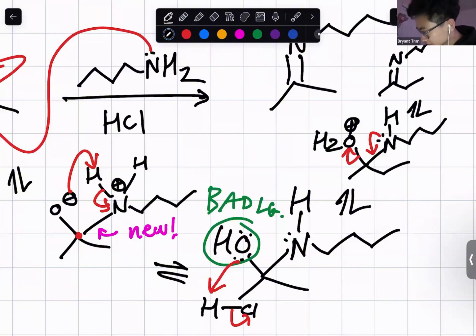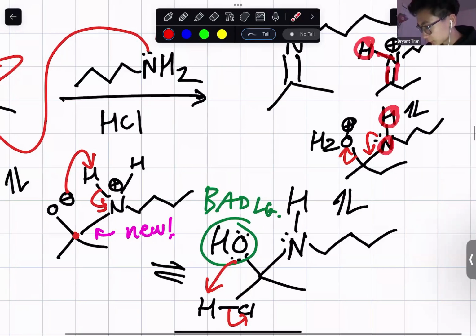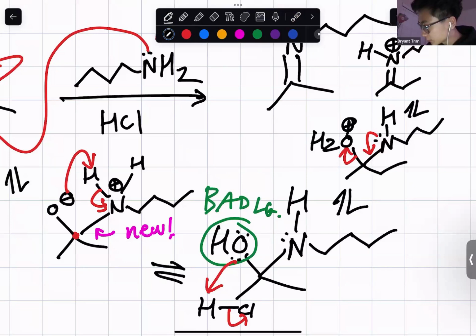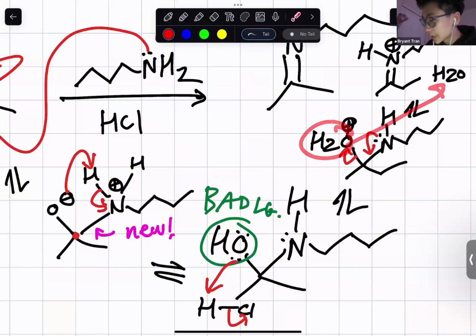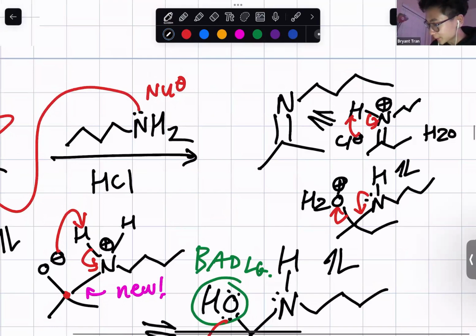iminium ion. The nitrogen there is still attached to a hydrogen, right? This nitrogen here is still attached to a hydrogen, which is right there, which is why it's positively charged. And because this is a mechanism problem, I'm going to draw out the side product, H2O, the H2O that left. The last part here is to neutralize the positively charged nitrogen with the base, Cl minus, to grab that hydrogen. The bond between the hydrogen and nitrogen goes there to give us this neutral imine, right?